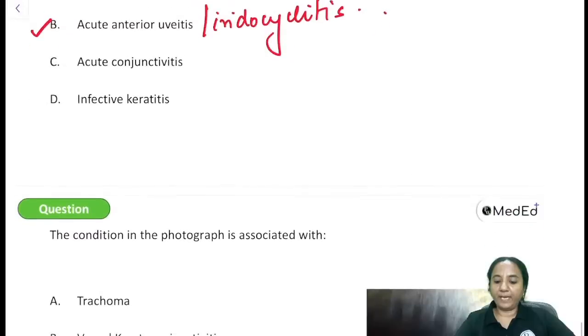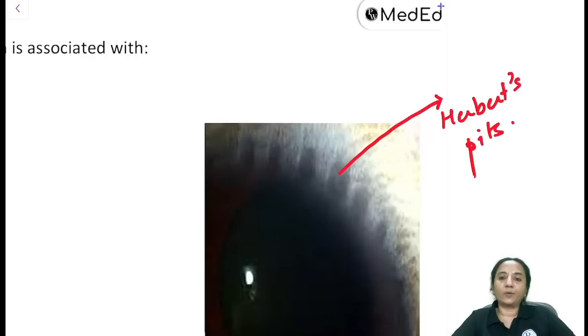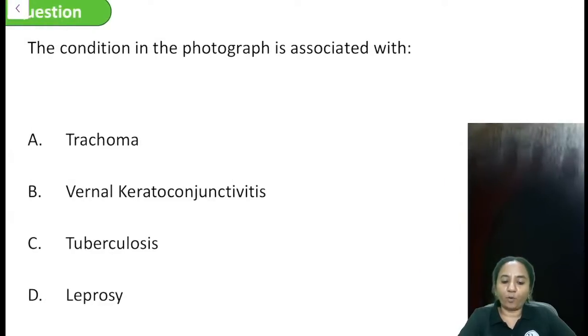Next, let's come to this. What is the condition in the photograph associated with? Now this is a very, very important image. If you look at the limbus, what do you see here? These depressions that we see at the limbus are called Herbert's pits. And where do we get to see Herbert's pits? Herbert's pits are seen in trachoma.